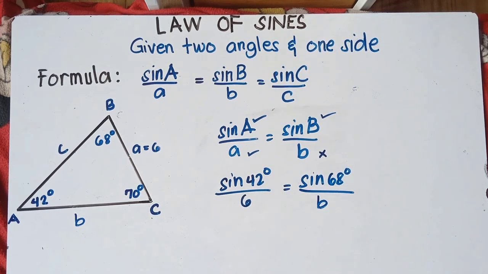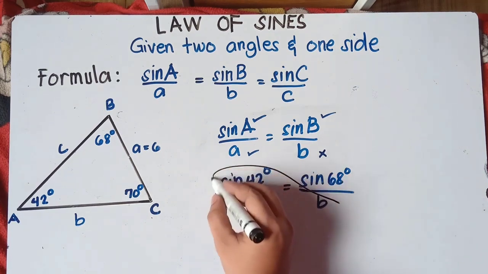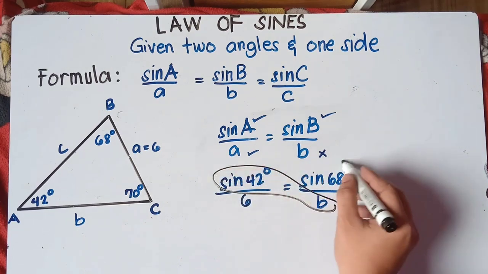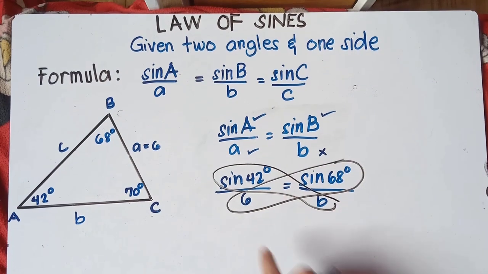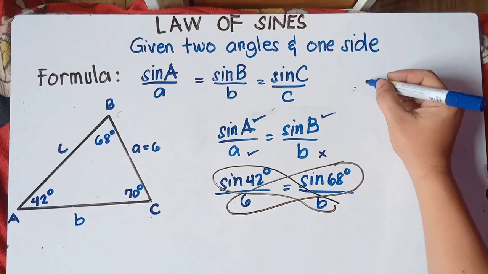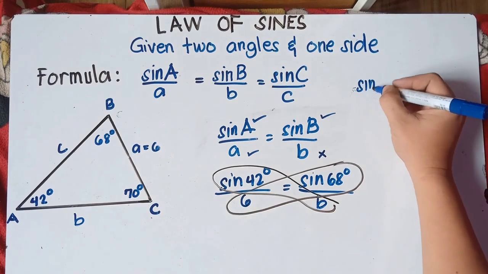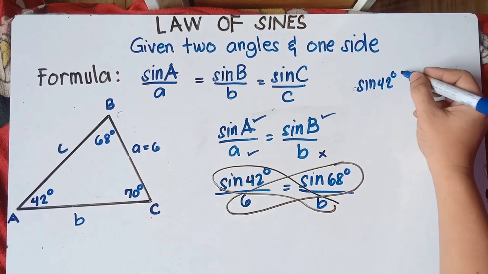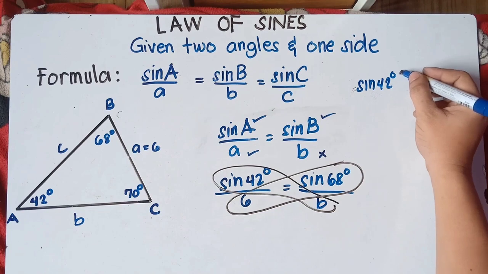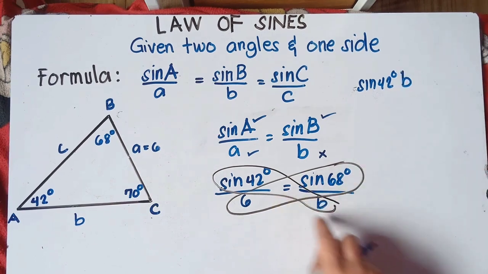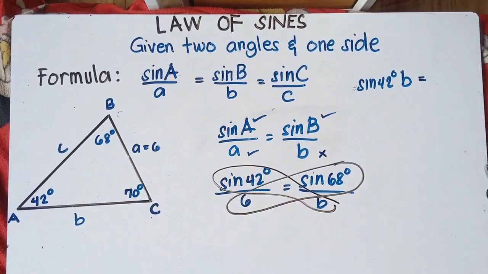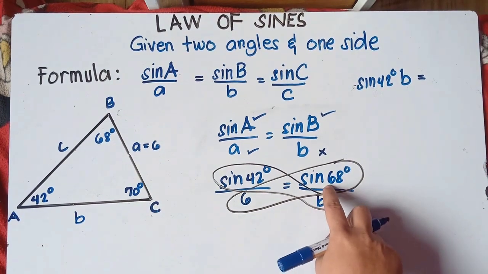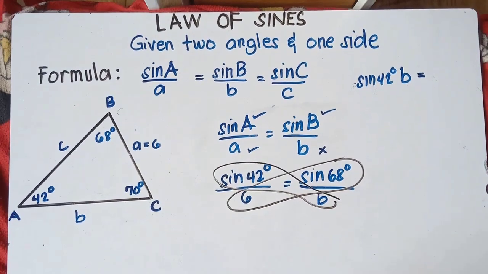Next we need to cross multiply. So cross multiplication. This one and this one. Alright, so we have sine 42 times B. Copy, that's sine 42 degrees B equals, so cross multiply, sine 68 degrees times 6. We can use the calculator.